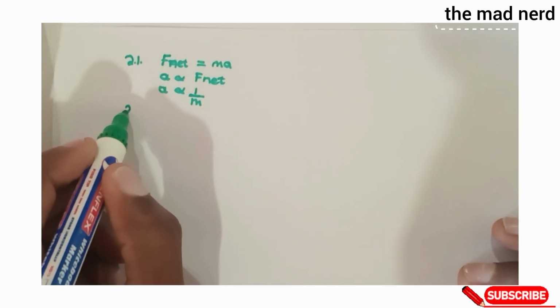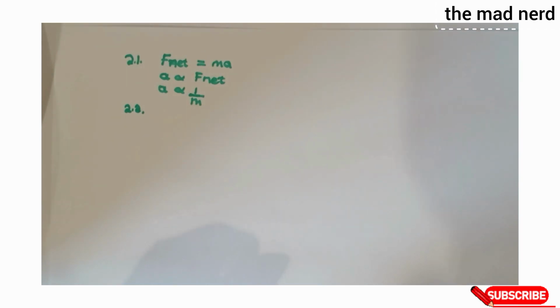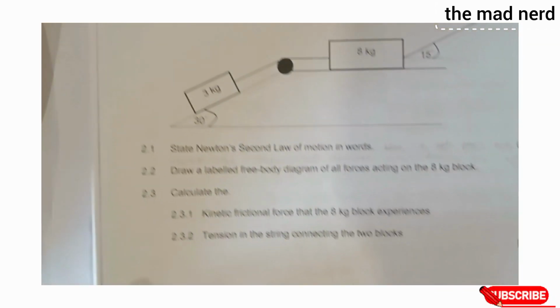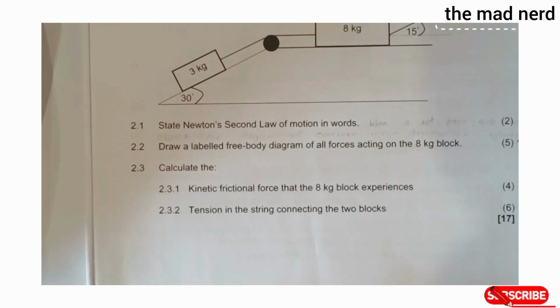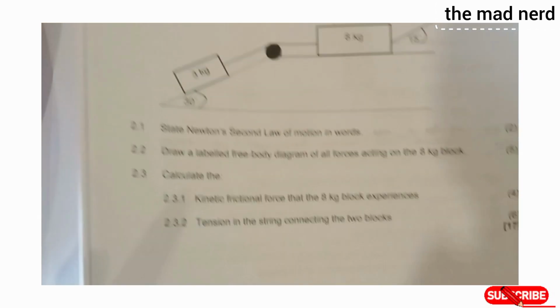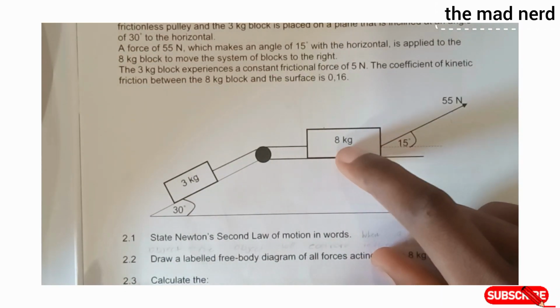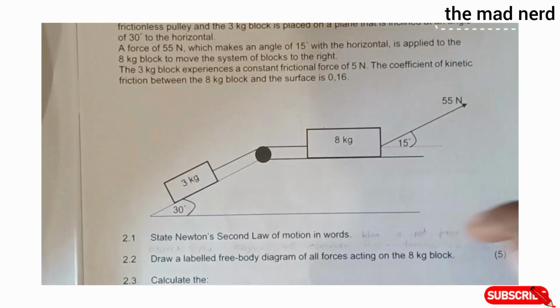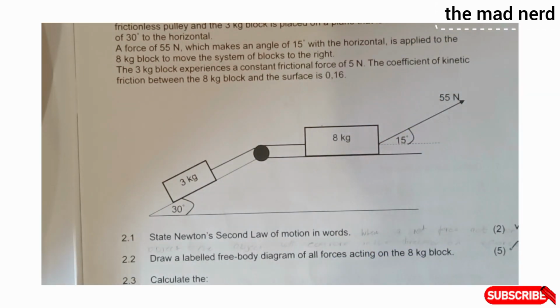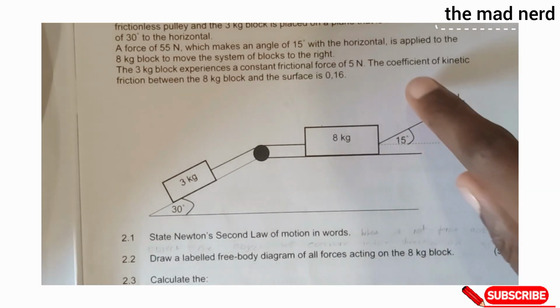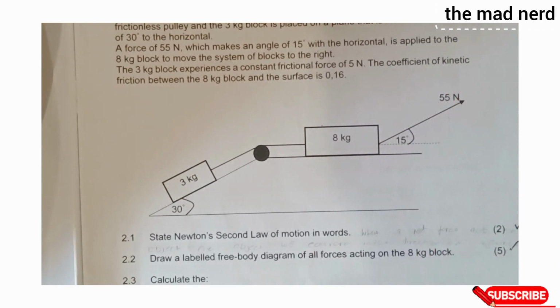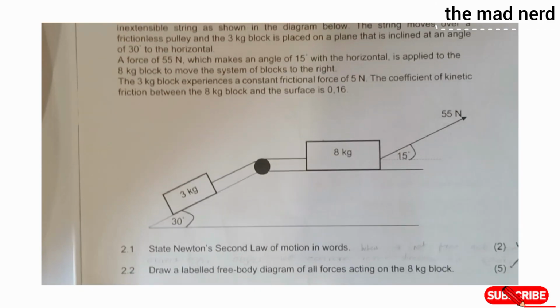So for 2.2 now, they say draw a labeled free body diagram of all the forces acting on the 8 kg block. So now here is the 8 kg block. Now we can see that it is on the horizontal surface, as they said in the statement. So it means that it has a what? A normal force, and then it has a coefficient of kinetic friction. It means that it has a what? A frictional force. And then we are told about the applied force, and then as usual we have a what?